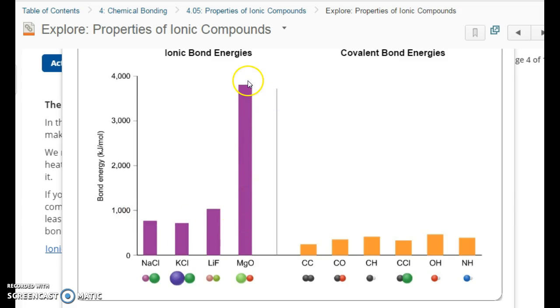And then look at magnesium oxide. It's crazy. It's almost 4 times as much as table salt. Whereas when you look at the covalent, they are all under 500. And that's why you can break them apart with the energy that your stove can produce.